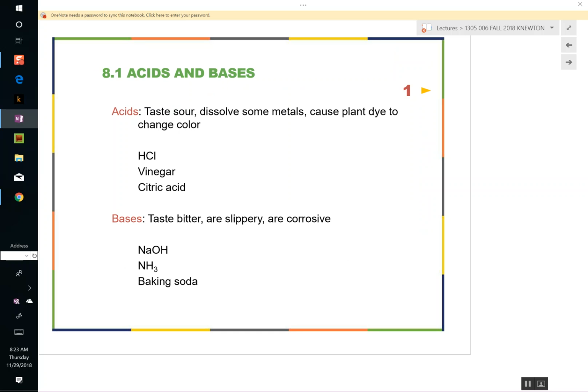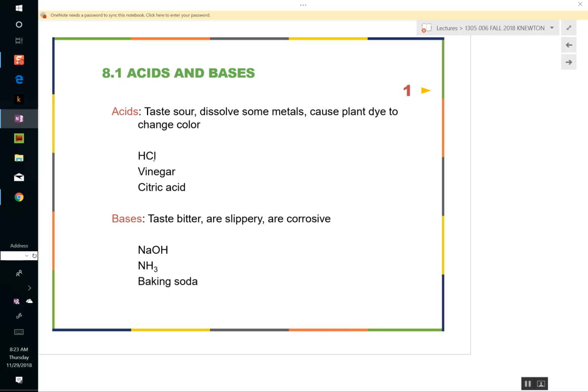Acids, they taste sour. You're familiar with vinegar. You're familiar with eating an orange and just getting that sour taste. You wouldn't eat HCl. It's a little too acidic. It will eat you. It will actually chew up your tissue.